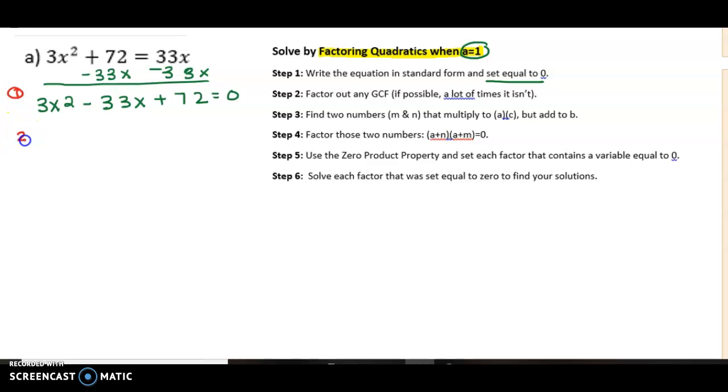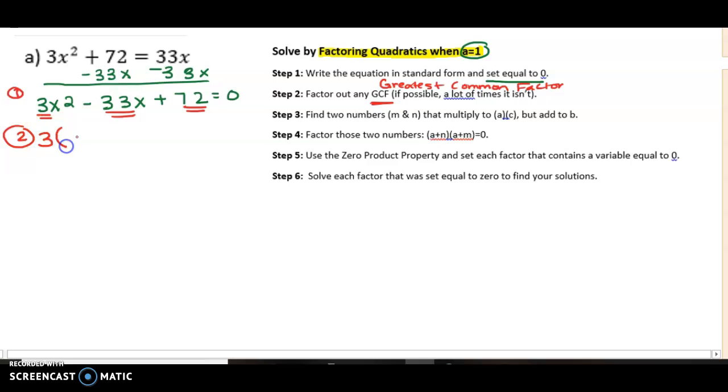So step 2, I'm going to factor out the GCF, greatest common factor. Okay, and I'm going to factor a greatest common factor out. So if I look at the coefficients, 3, 33, and 72, I see that 3 can go into each one of these, okay? So since 3 can go into each one of these, basically I'm going to factor a 3 out, okay? So I'm left with 3 parentheses, x squared minus, well, 33 divided by 3 is 11x, plus 72 divided by 3 is 24, equals 0.